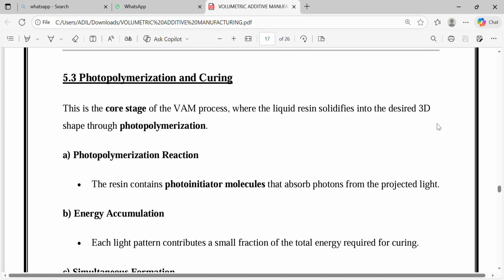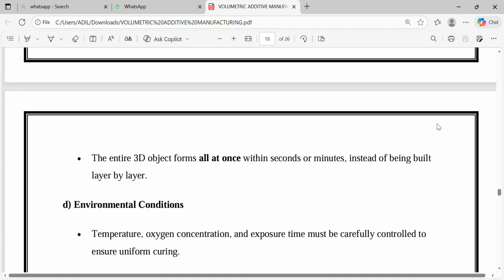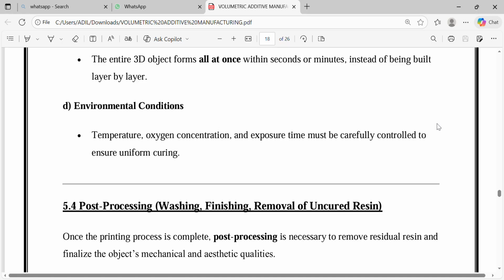Energy accumulation: each light pattern contributes a small fraction of the total energy required for curing. Simultaneous formation: the entire 3D object forms all at once within seconds or minutes instead of being built layer by layer. Environmental condition: temperature, oxygen concentration, and exposure time must be carefully controlled to ensure uniform curing.